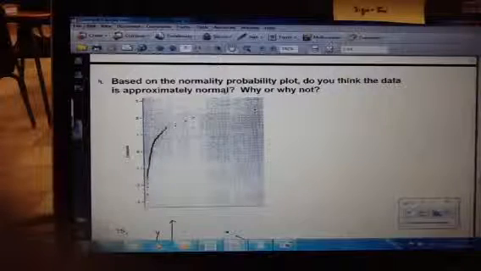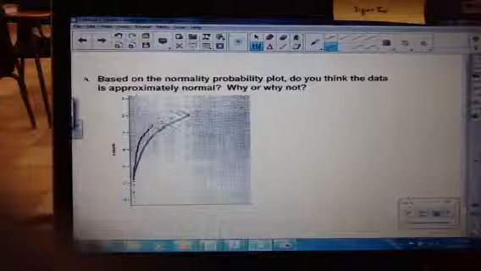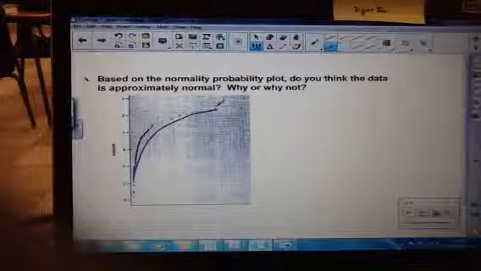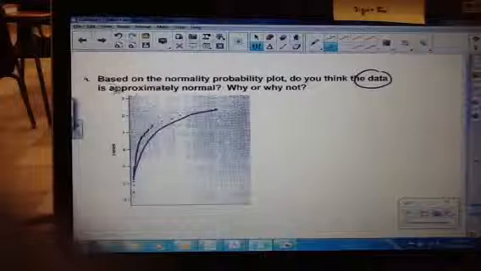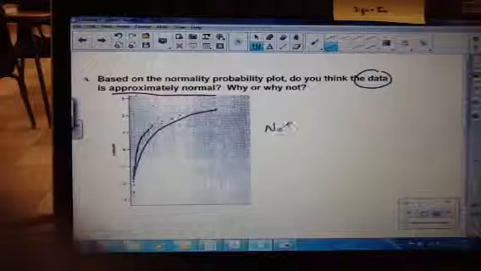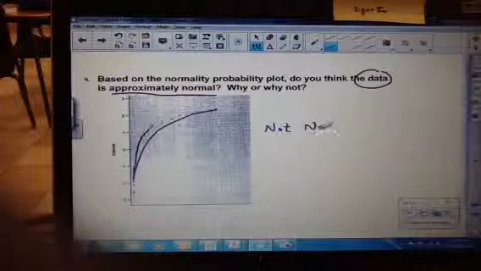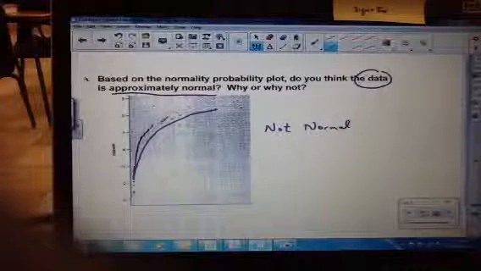This normal probability plot shows a curved pattern in it. So that tells me that the data is not approximately normal. The data is not normal because the plot has a pattern.